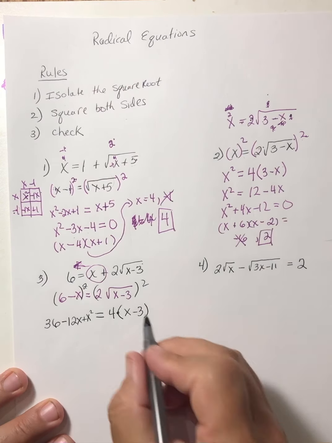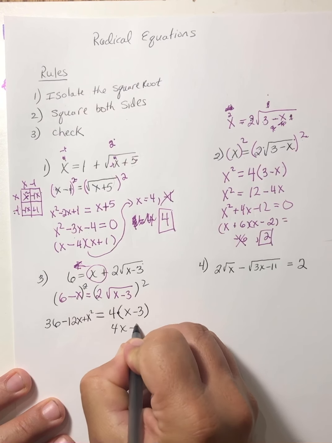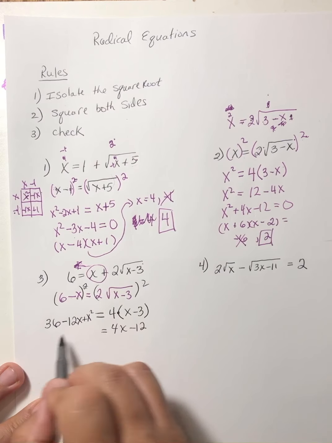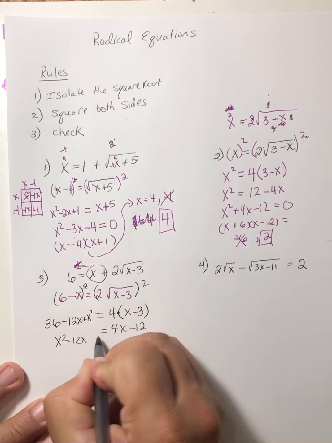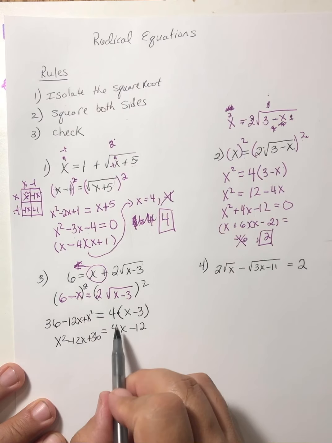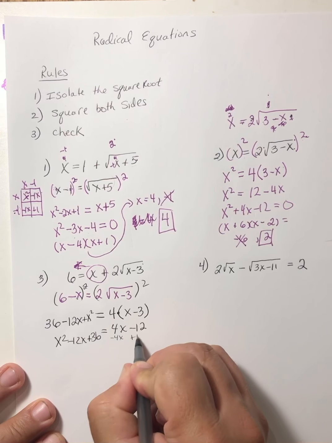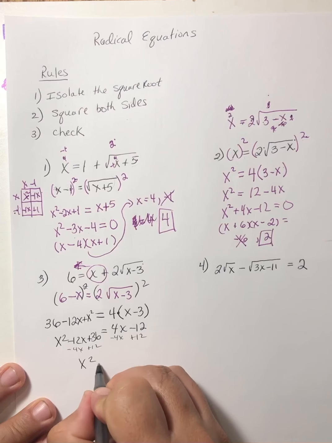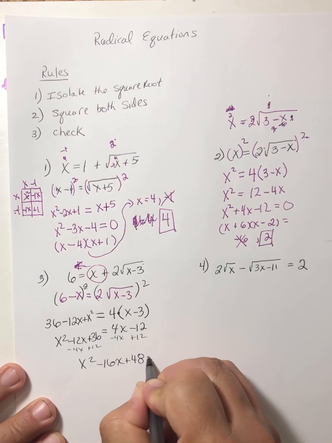All right. Now, I'll distribute the 4. So I have 4x minus 12. Then I want to write this side in proper order. Then we get the positive x squared, so that comes first, minus 12x plus 36. All right, let's set it to 0. I'm going to move the 4x, so I'll subtract the 4x, add the 12. So I have x squared minus 16x plus 48 equals 0.